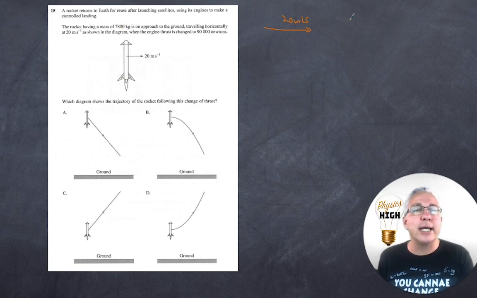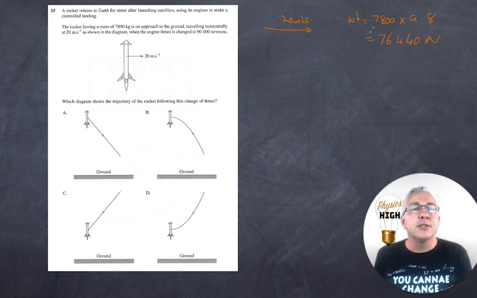Now, what is its weight? The weight in this case is simply equal to 7,800 multiplied by 9.8. So when you calculate that out, you're going to get 76,440 newtons. So that's the current thrust to ensure it moves at a constant velocity horizontally.